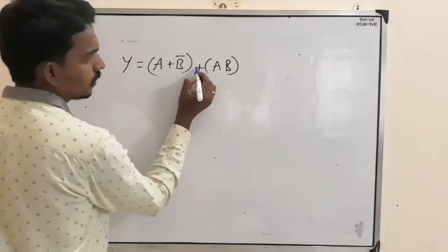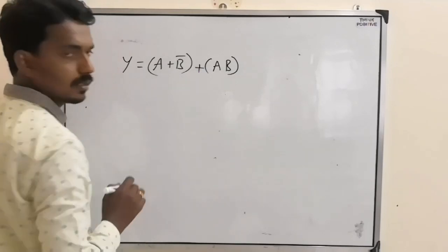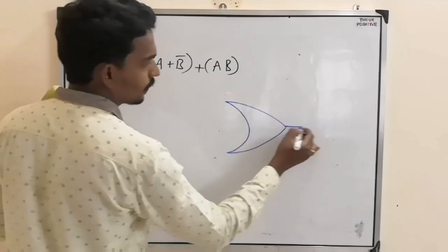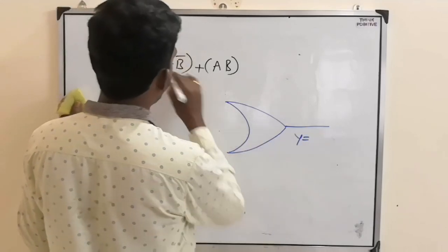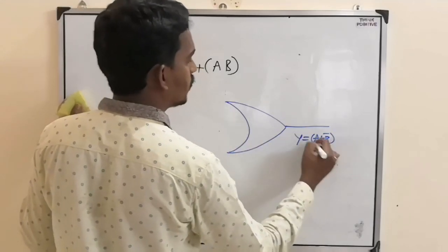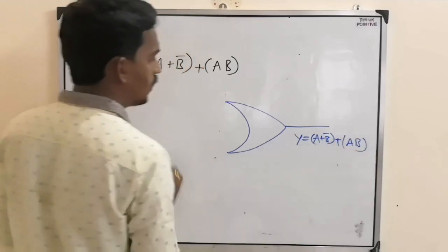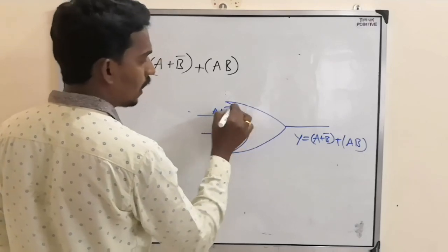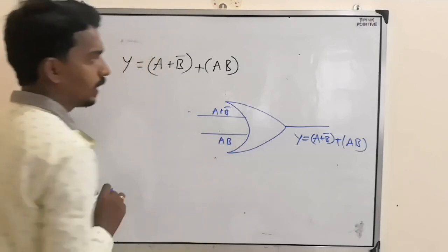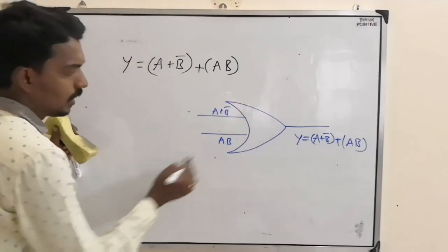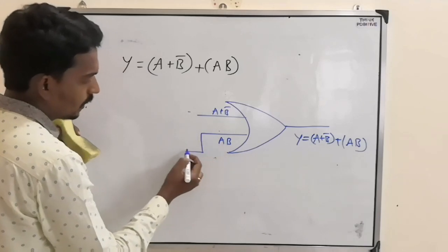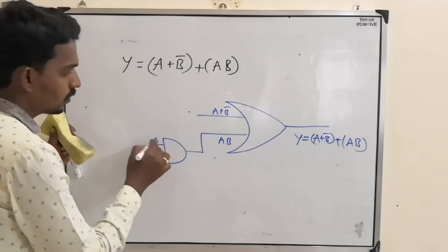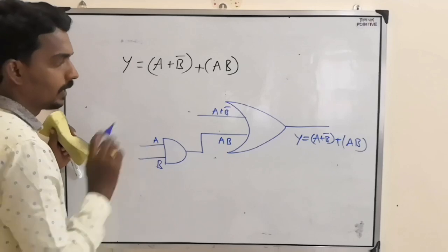Now here first, this is 1, this is 1, here plus. So here comes one OR gate whose output should be A plus B bar plus AB. So one input is A plus B bar and the other input should be AB for an OR gate. Now AB, how can we get it? Using a NAND gate. So this must be A, this must be B.